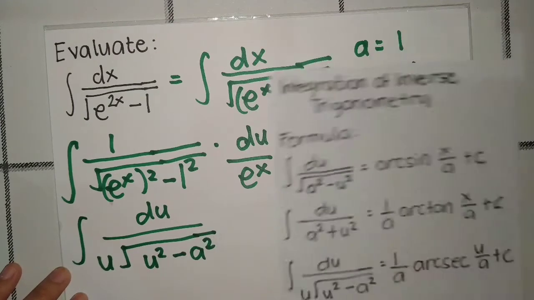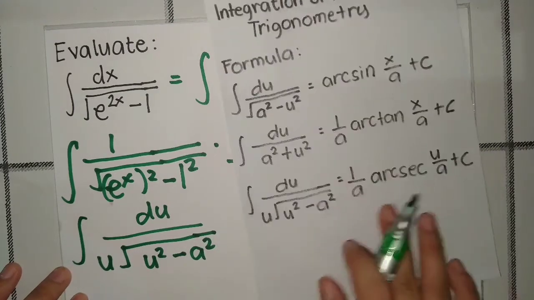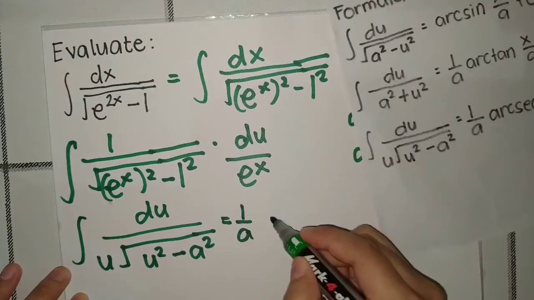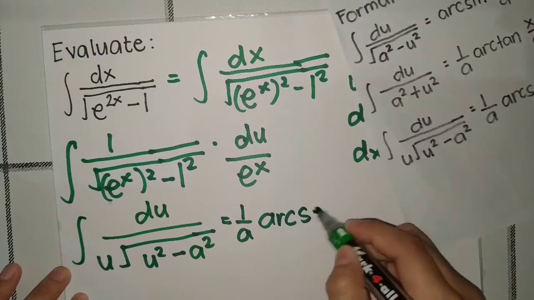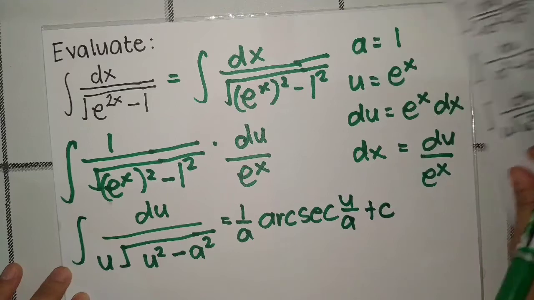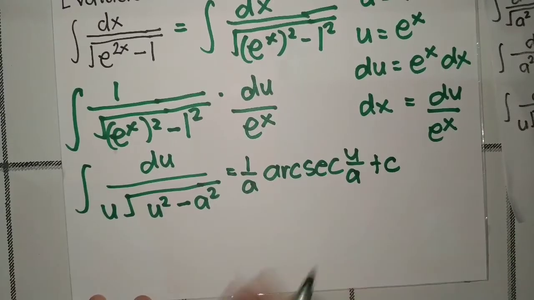So now we can see that our formula is already formatted in our problem. So we have 1 over a arcsecant u over a plus c. So that should be our answer.